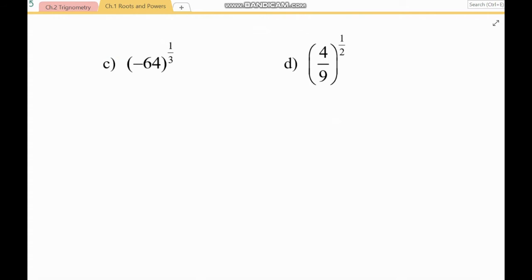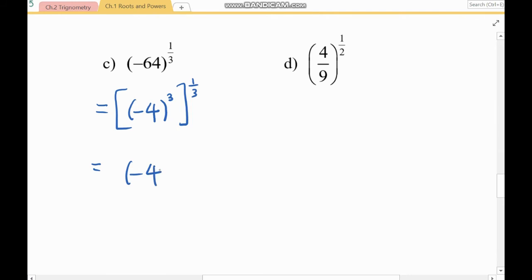All right, have you tried those 2 questions? Okay. -64. That is -4 to the power of 3, to the power of 1/3. Then that becomes -4, 3 times 1/3, which is 1. So the answer will be -4 to the power of 1, and that is just -4.